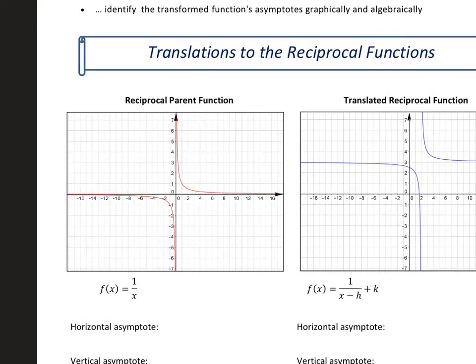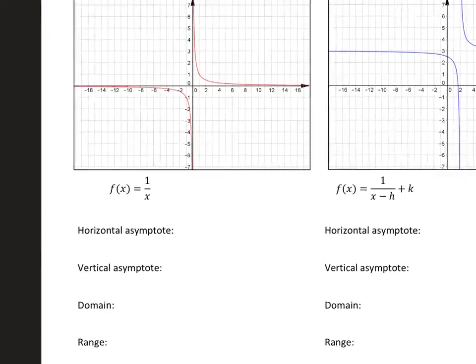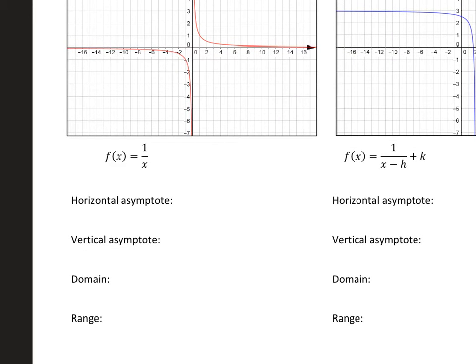Let's just take a quick peek back at the parent function, that is y equals 1 over x. And the horizontal asymptote is the x-axis. And the equation for the x-axis is y equals 0. And the vertical asymptote is the y-axis. And the equation for the y-axis is x equals 0.